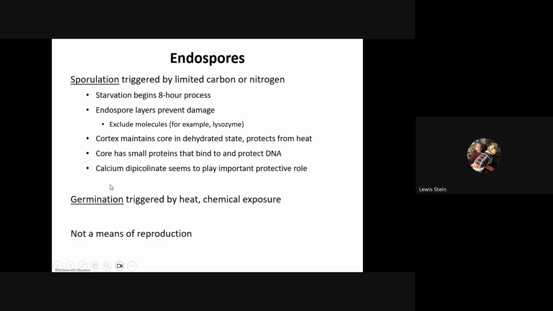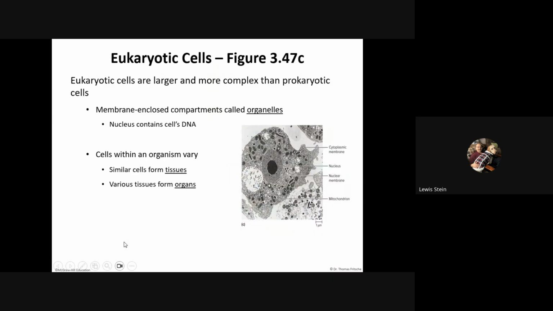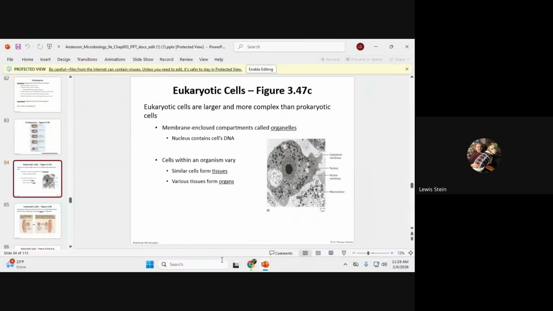And germination, which we can trigger in the lab. We can cause them to germinate, just like you would a seed if you were growing it at home. You have a garden at home, and you got a pack of seeds, whether it's flowers or stuff you can eat, which we do. Not a means of reproduction. I mean, that has to be emphasized. And now we're going to get out of that for now.